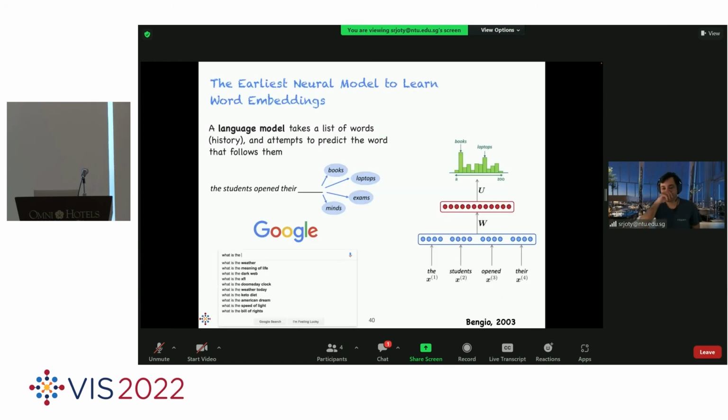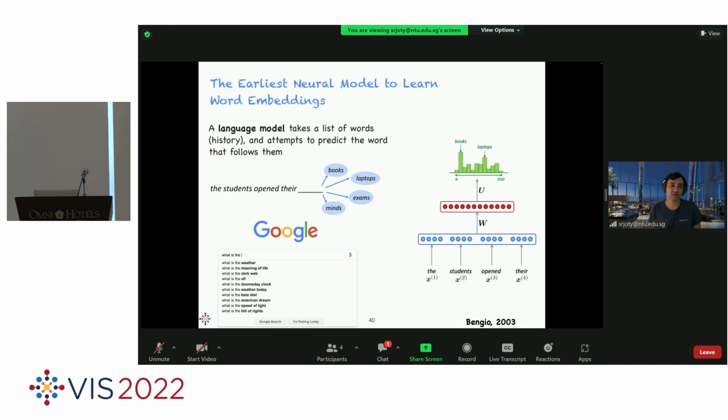Okay, so now let's see how we can actually come up with these kinds of vectors. The earliest method was actually a language model, but it was not actually proposed as a word embedding method. Rather, it was proposed to do language modeling. So what is language modeling?